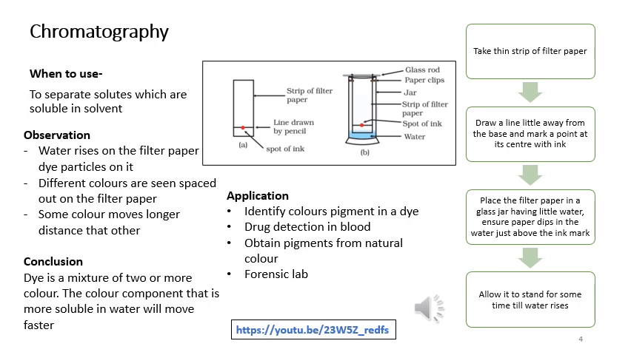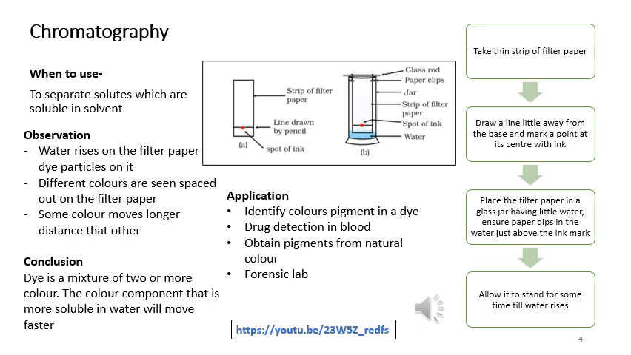The normal black ink or the blue ink that we use, do you think it has only black and blue components? No. There are various other colorful pigments in that ink, which can be separated and spotted using chromatography. How does chromatography work? You can try doing it at home also.